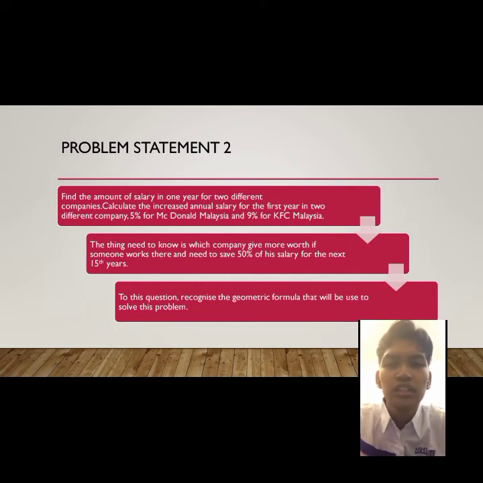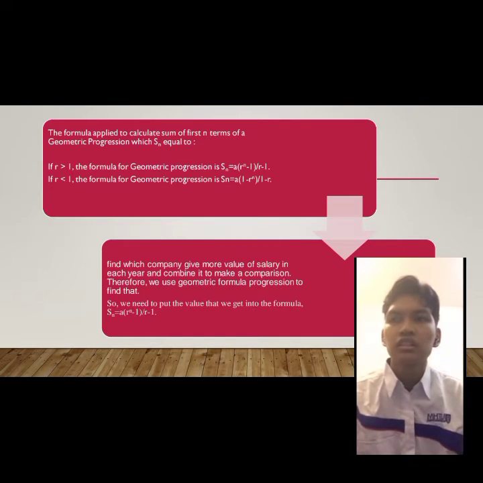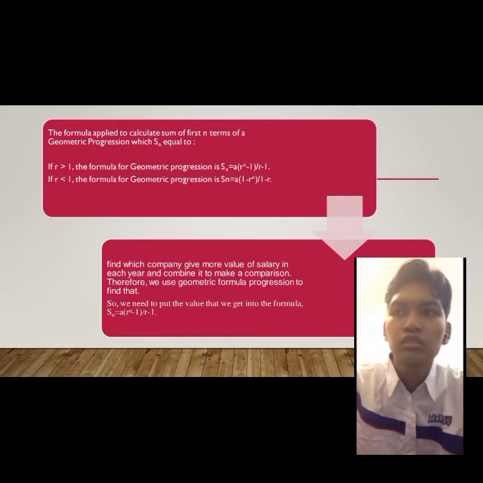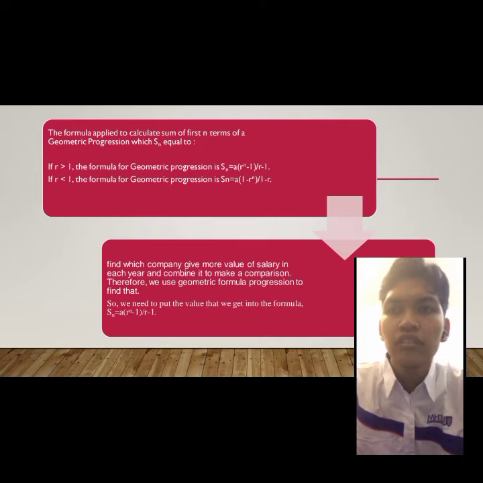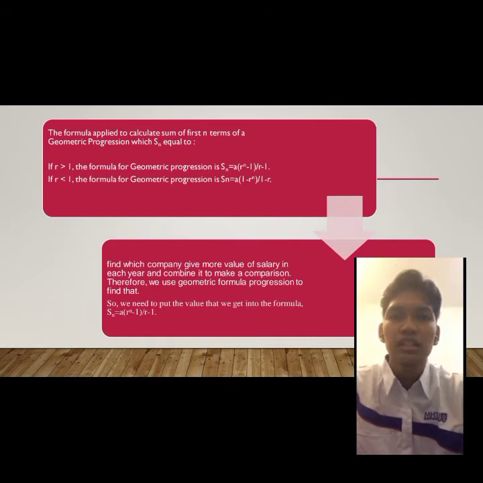So for this question, we recognize the geometric formula that will be used to solve this problem. The formula applied to calculate the sum of the first n terms of a geometric progression, if r is more than 1, is Sn equals a (r to the power of n minus 1) divided by r minus 1. If r is less than 1, the formula is Sn equals a (1 minus r to the power of n) divided by 1 minus r.